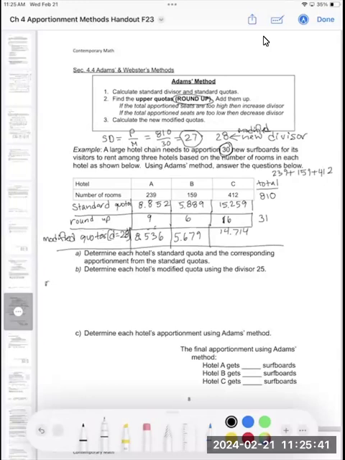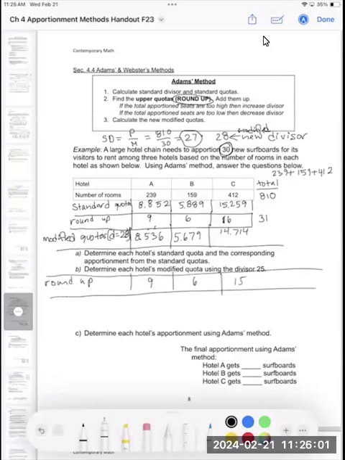Now we would round up because that would be the apportionment. So I would round up, and I would give this person 8.5 is going to round to 9, 5.6 is going to round to 6, and 14.7 is going to round to 15. Now I add them up. And that equals exactly 30. So that is the apportionment we want. That will work for us. So we're going to say that Hotel A gets 9 surfboards, Hotel B gets 6 surfboards, and Hotel C gets 15 surfboards.